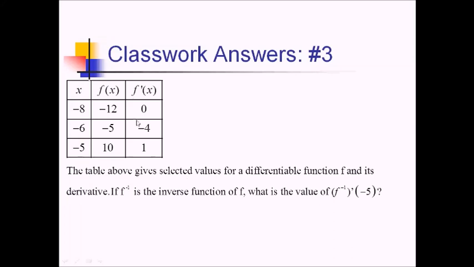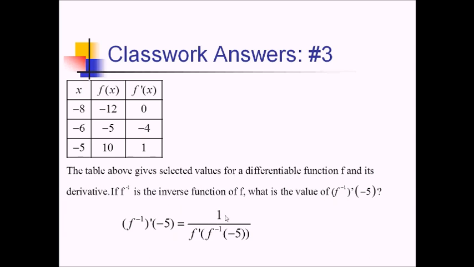For this problem, we have a table with some selected values of f and its derivative. If f inverse is the inverse function of f, what's the value of the derivative of f inverse at negative 5? So for this, we're going to use our inverse derivative formula. This inverse at negative 5 is going to be 1 over f prime of f inverse of negative 5. What is f inverse of negative 5? That's the input to the f function when the output is negative 5. So looking at my output column here, I see that I have negative 5 as the output when I plug in negative 6. So that means f inverse of negative 5 is negative 6.